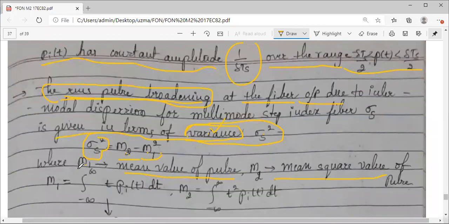In terms of the equation, how will the mean value be found? Integration of t into Pi of t, the pulse multiplied with t dt. This is the equation to find the mean value.